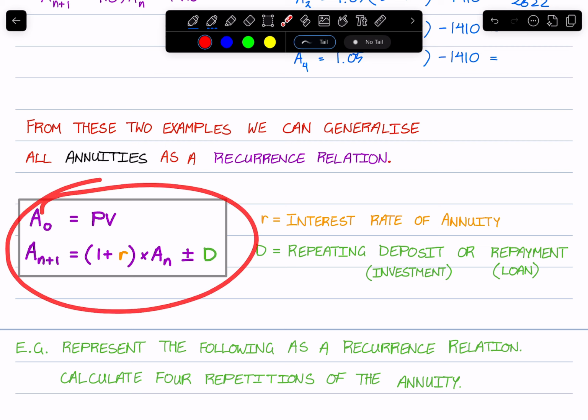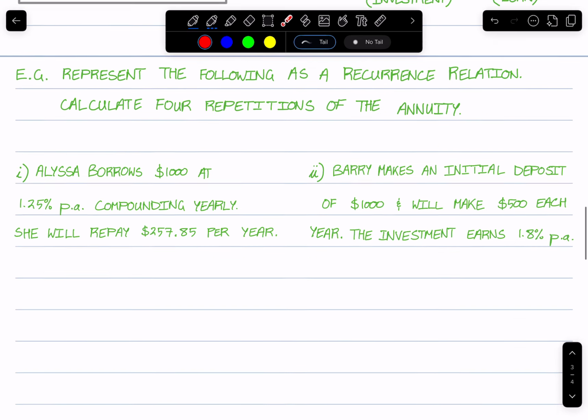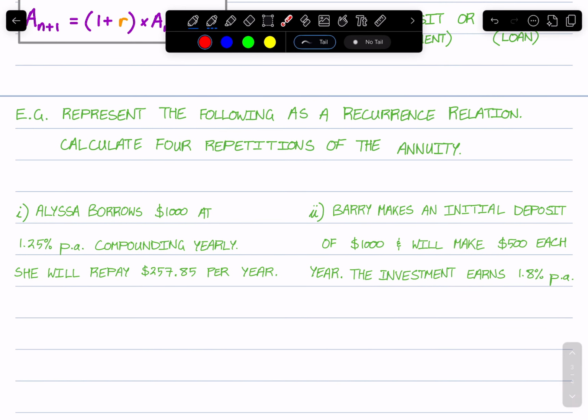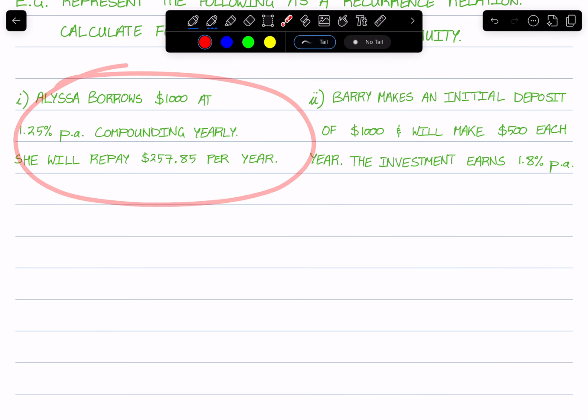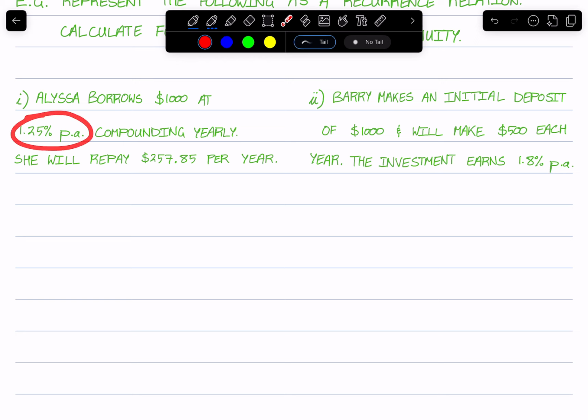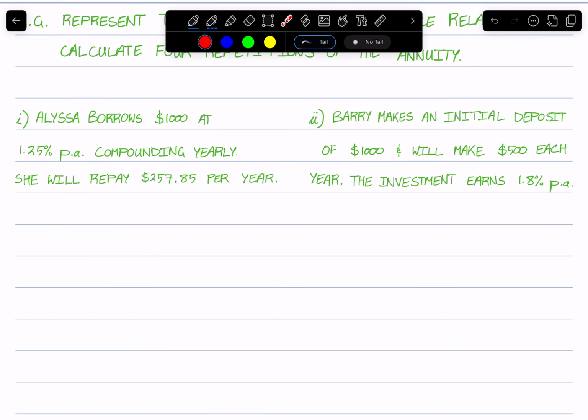So we're going to be working with this and changing annuities into a recurrence relation. Let's represent the following as a recurrence relation first, and then calculate 4 repetitions of the annuity. Here we go. Alyssa borrows $1,000 at 1.25% per annum, compounding yearly, and then she will repay this amount each year. So this is a loan, and since we're borrowing $1,000, that there is our beginning amount.